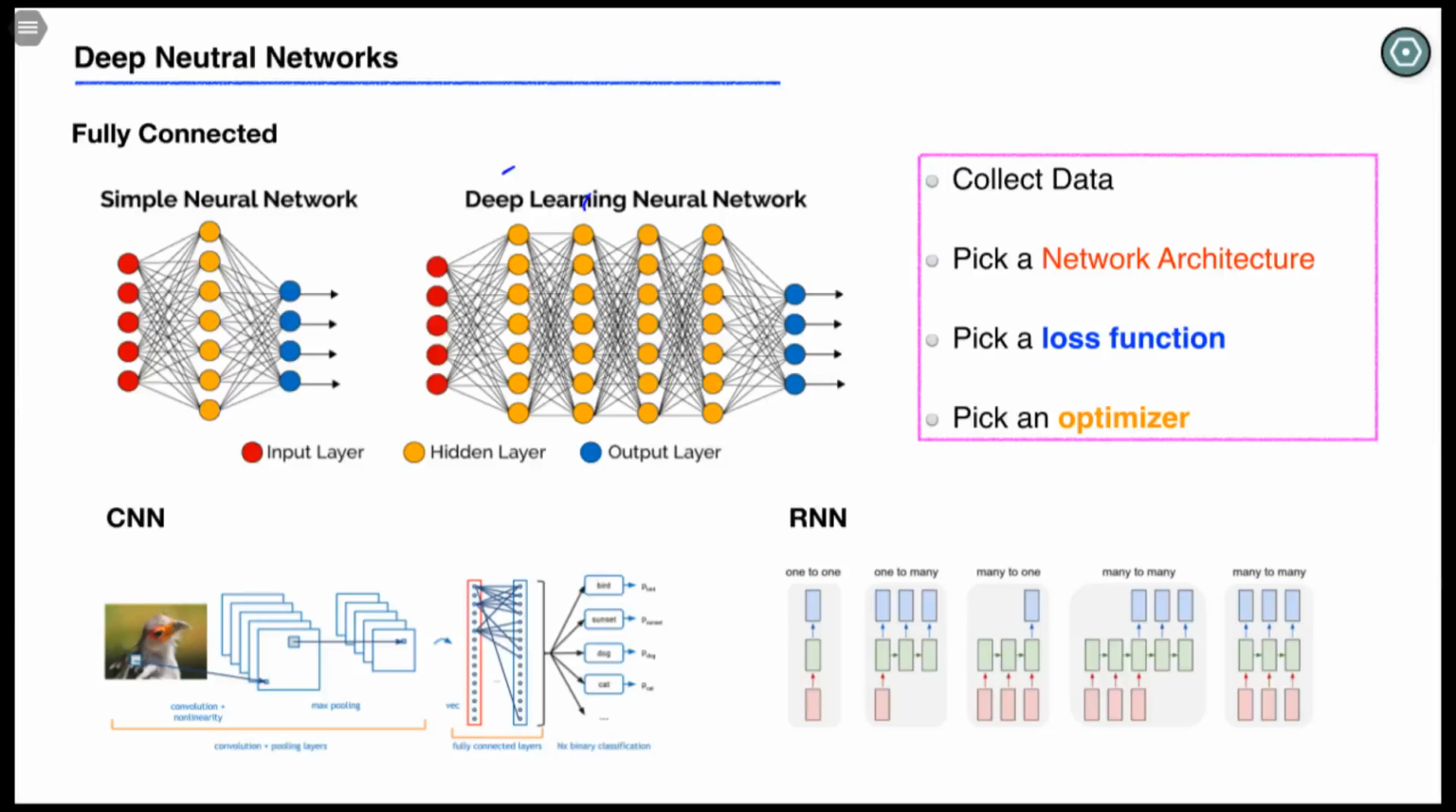Pick a particular network structure. For example, this is called fully connected, the simplest one, the vanilla version. You pick a loss function, and you pick an optimizer, which is one of those gradient descent algorithms.